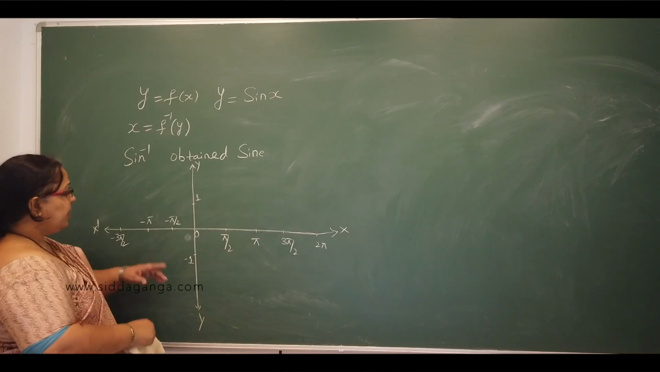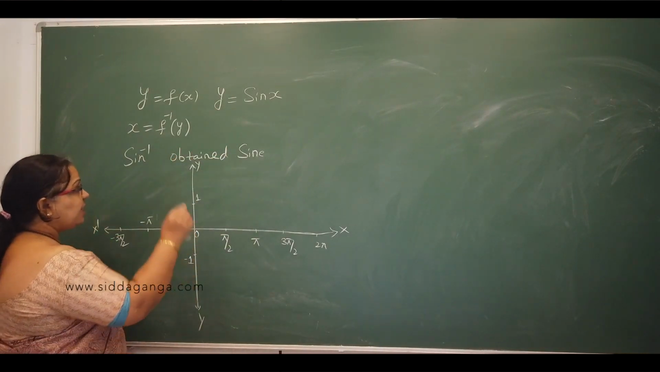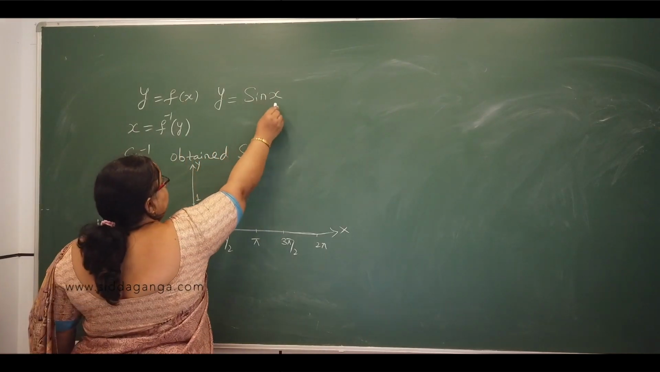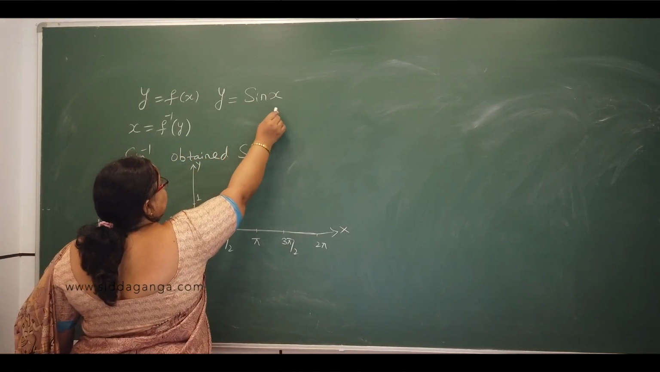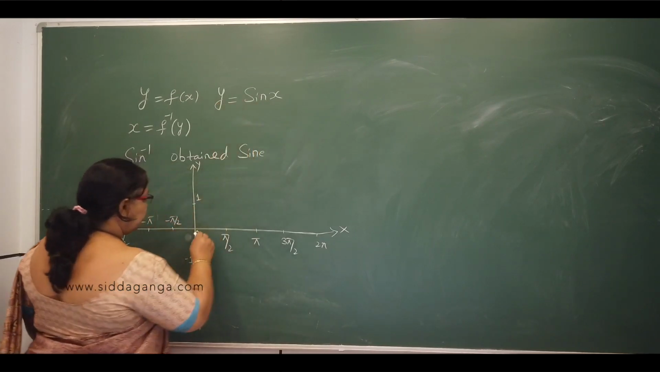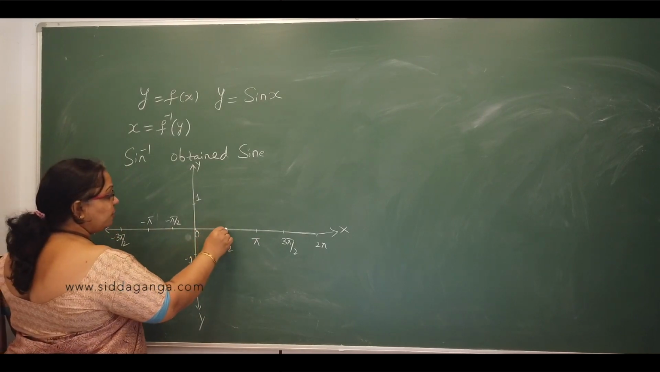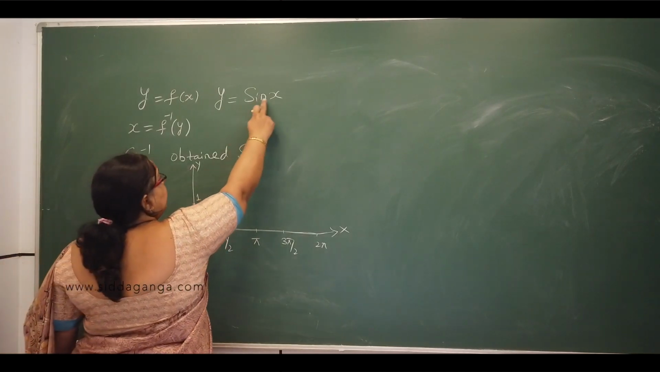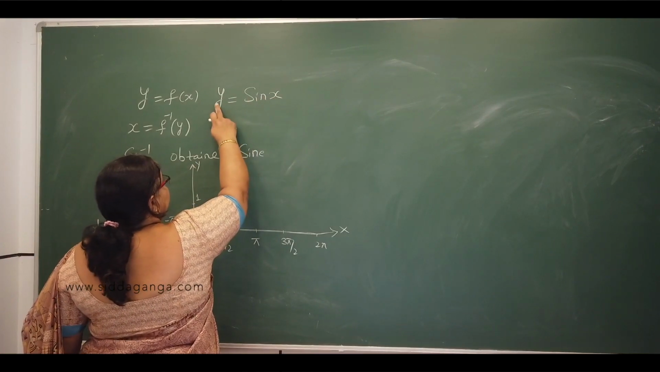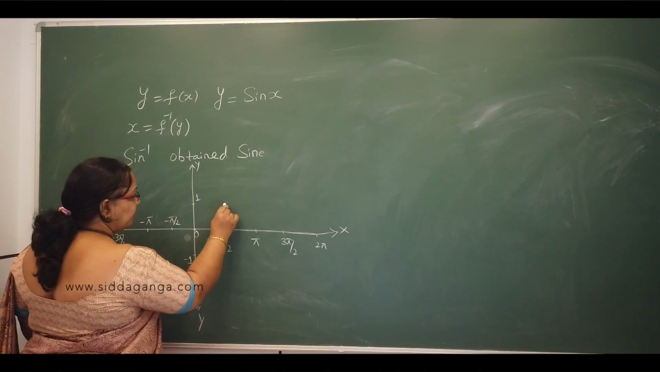When x takes the angle values for the sine function, sin 0 is equal to 0. When x equal to 0, the value of y is nothing but 0. The point lies here. When x equal to 90 degree, sin 90 degree is 1. Therefore, the value of y is 1. That is, the point is here.